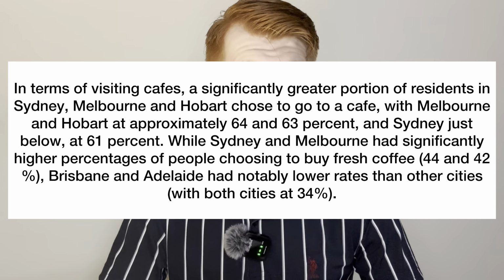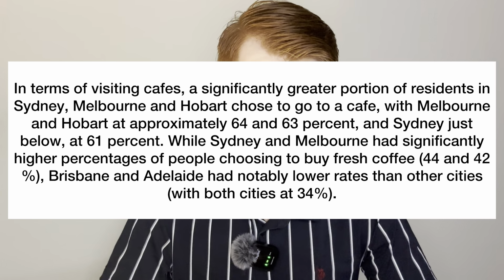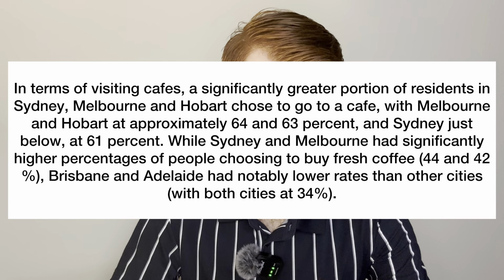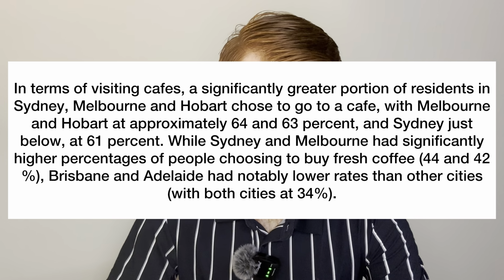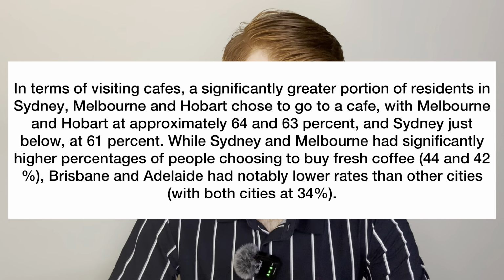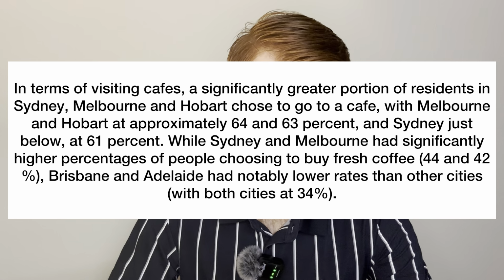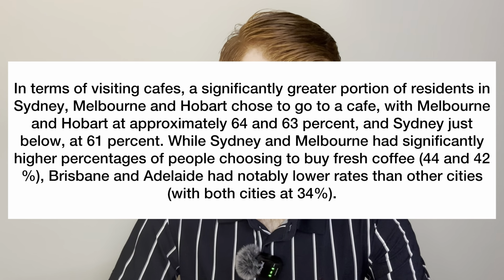Now, again, we simply wrote down the ideas from our outline. We mentioned that there are the 3 cities that were visiting cafes the most: Sydney, Melbourne, and Hobart. And we mentioned that Sydney and Melbourne bought the most fresh coffee, and that Brisbane and Adelaide were much lower than the other cities. So this is a pretty great main body 1. It's very simple, and the reason that it was so easy to write this is because we made an outline first. Now, moving on to main body number 2.